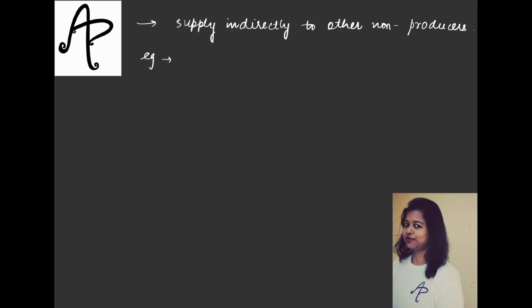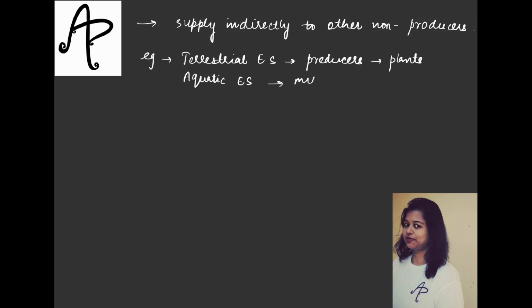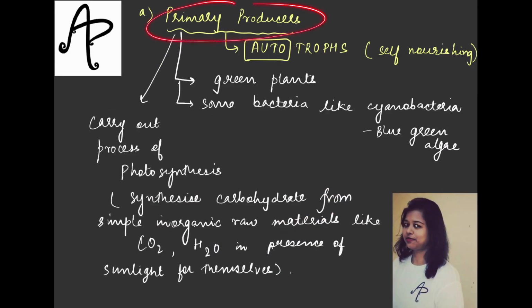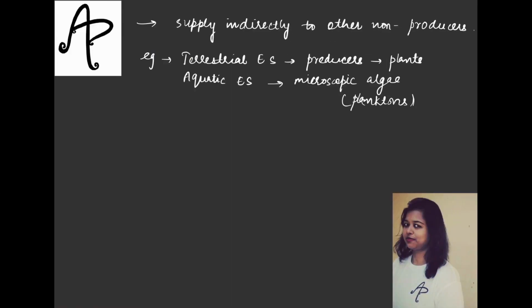अब example में, if you see, अगर आप terrestrial ecosystem की बात करते हो, so here the producers will be your plants, you know, like herbs, woody plants, etc. And aquatic में अगर आप बात करते हो, so here for example microscopic algae, जिनको हम plankton भी बोलते हैं क्योंकि वो पानी में रहते हैं, ठीक है, aquatic ecosystem में. So these are the primary producers. This is the first component of your biotic system in the ecosystem.